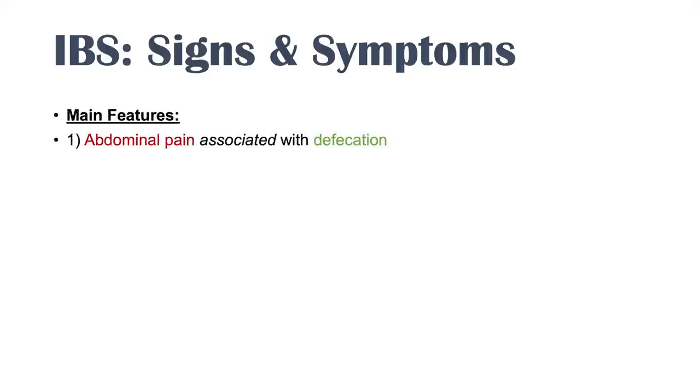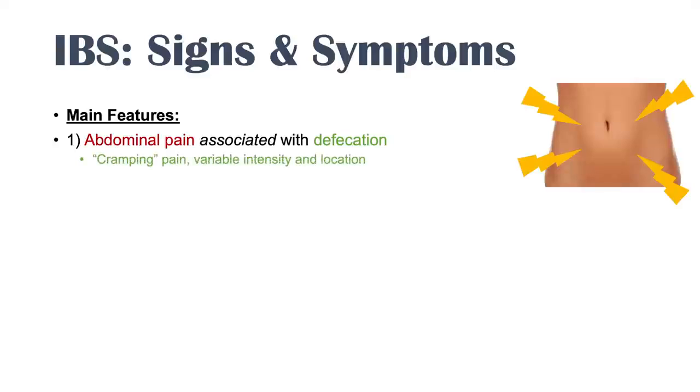So what are some of the signs and symptoms of IBS? Some of the main features of IBS include abdominal pain that is associated with defecation. This abdominal pain is described as cramping in nature, and it can be variable in intensity and location. So any intensity of pain can occur. The pain can occur in any abdominal location. And the pain is generally exacerbated by meals and stressors. We've talked about some of these psychiatric symptoms that can actually precede and exacerbate abdominal pain.